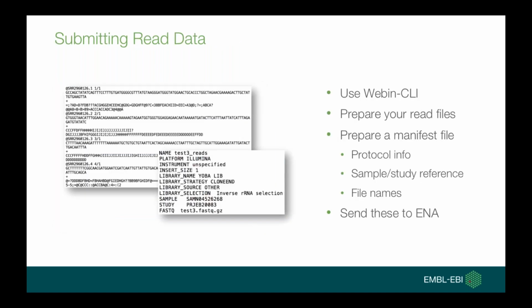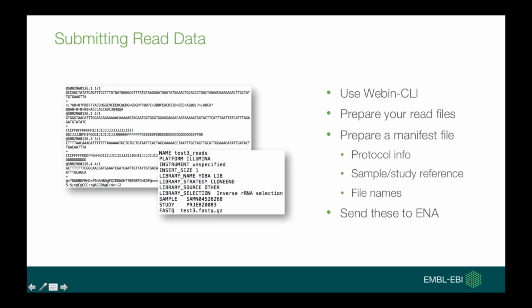So as far as submitting read data goes, this is going to need to be done using the Webin-CLI interface I talked about earlier. All you have to do is prepare your read files. So you can see we have here an example of a FASTQ file, and then you prepare a manifest file. This is a format that is developed for Webin-CLI, and it's just a list of values paired with a description of what they are. So for example, in this case, we have the platform tag with the value Illumina, the library strategy is clone end, the library source is other, and then we have references to the sample and study that these reads belong to.